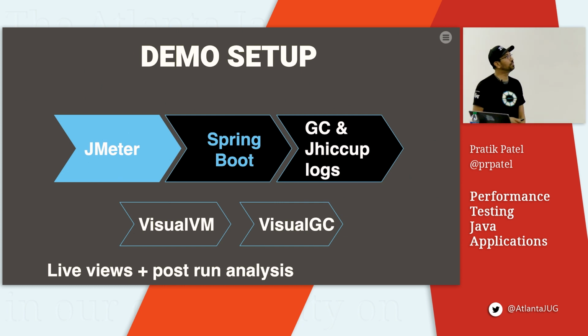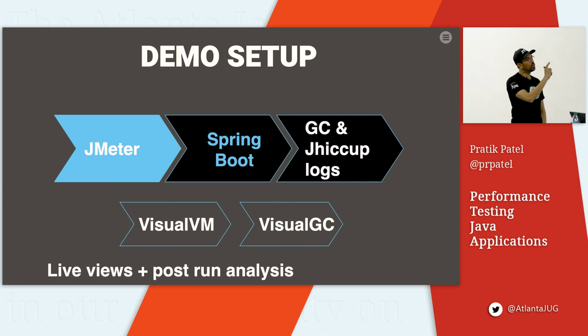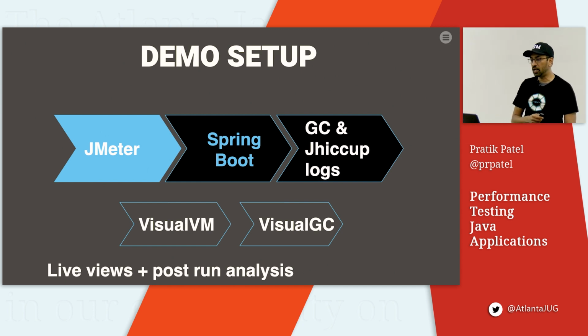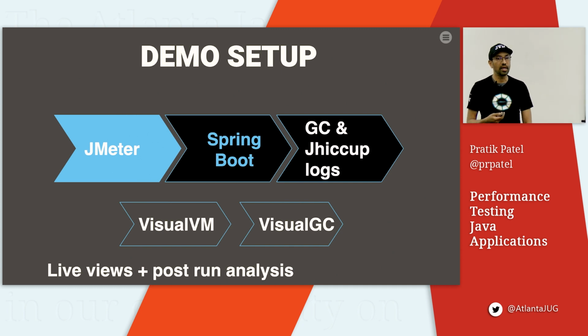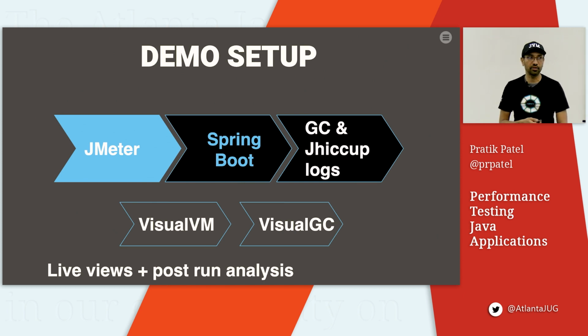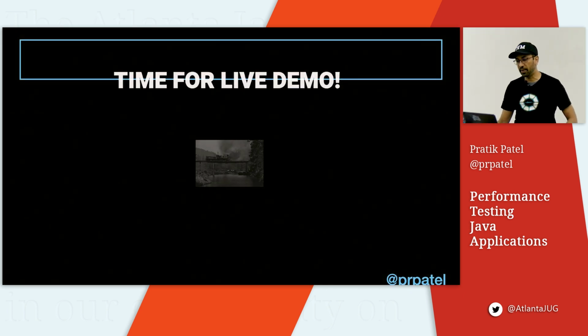Okay, anyways. Demo setup. We're going to use JMeter to drive this Spring Boot Pet Clinic app. We're going to use GC logging and JHiccup logging. So we're going to do this 100% non-intrusively. And we'll poke into this thing running Visual VM and Visual GC to see how this works. The Visual VM and Visual GC is for live viewing what's happening in your app. And then, of course, most of what we're going to do for real, in terms of looking at the performance, is going to be post-run analysis. Okay? So important words to keep track of.